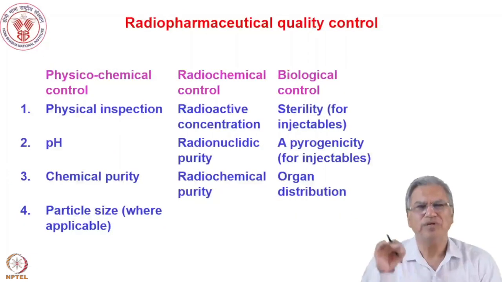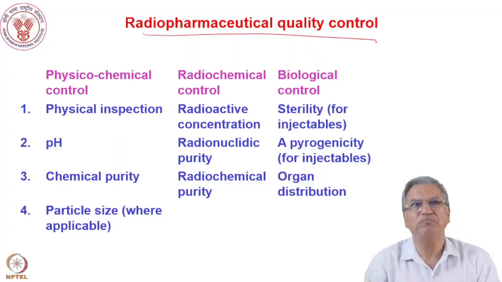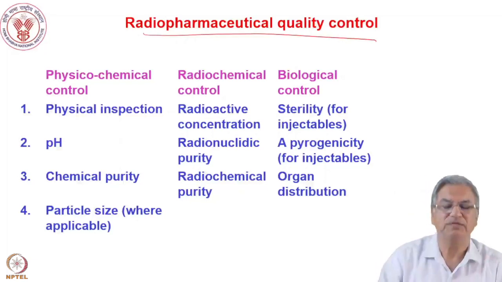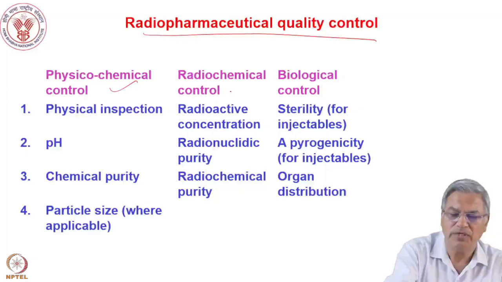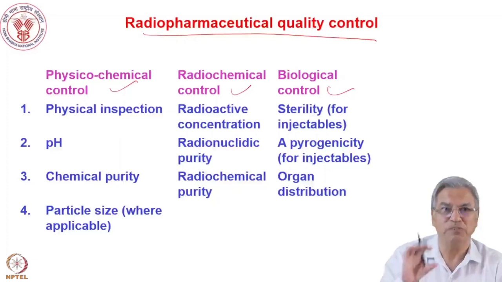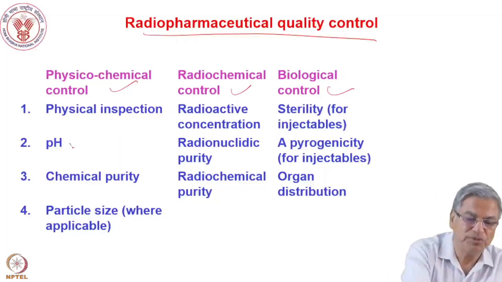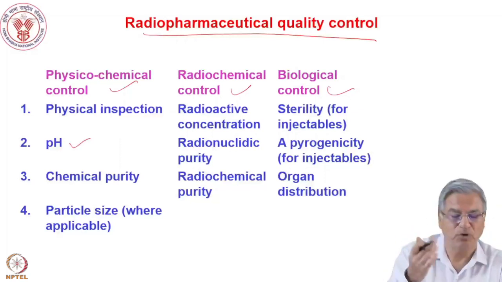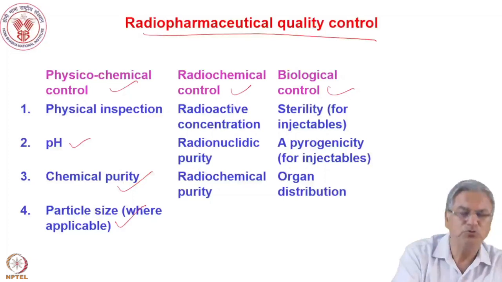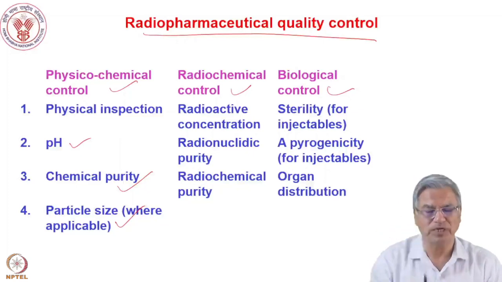Now, once you label a compound and prepare the radiopharmaceutical, there are certain pharmaceutical quality control measures you must establish. And these belong to the physicochemical control, radiochemical control, and biological control. In physicochemical properties, you should inspect the solution, that it should be clear, there should not be any turbidity. pH should be in the proper zone, which will be compatible with the body. The chemical purity of the compound, there should not be any other impurities. And sometimes you use it in particulate form, microspheres are used for some treatment, so the particle size should be in the proper range.